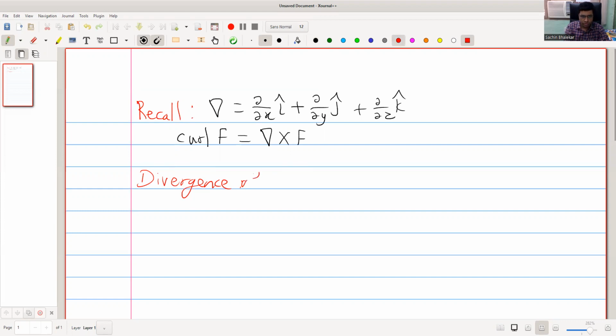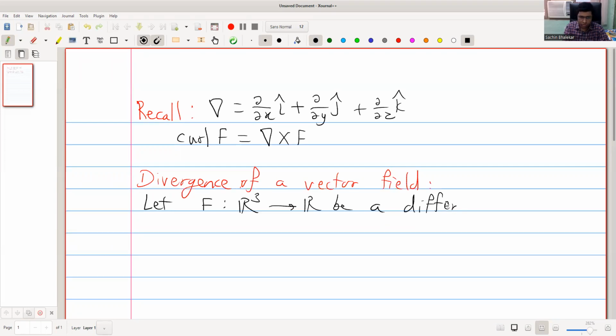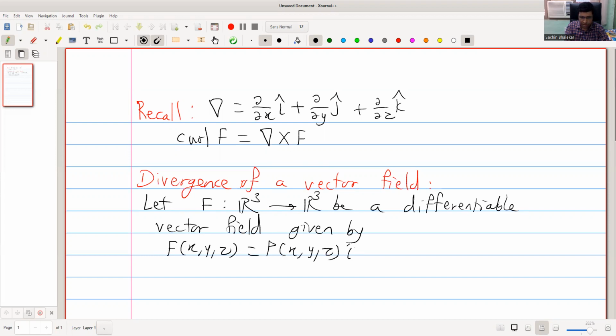So, divergence of a vector field. Let F from R3 to R3 be a differentiable vector field given by F of x, y, z equal to P of x, y, z into i hat plus Q of x, y, z into j hat plus R of x, y, z k hat. Okay.